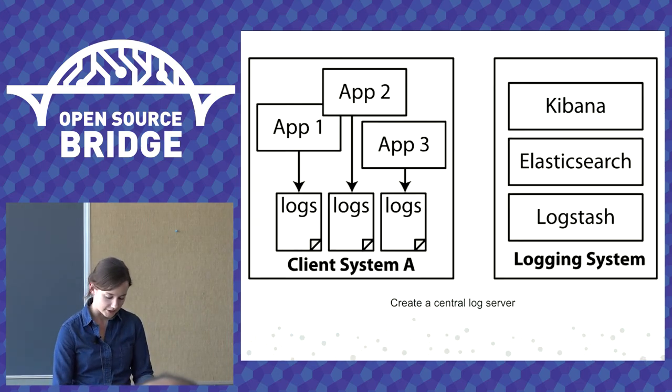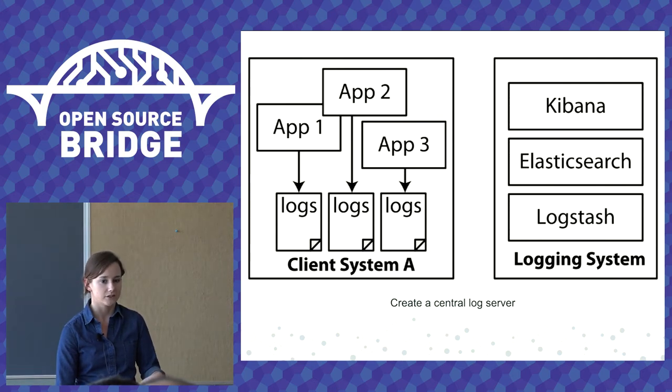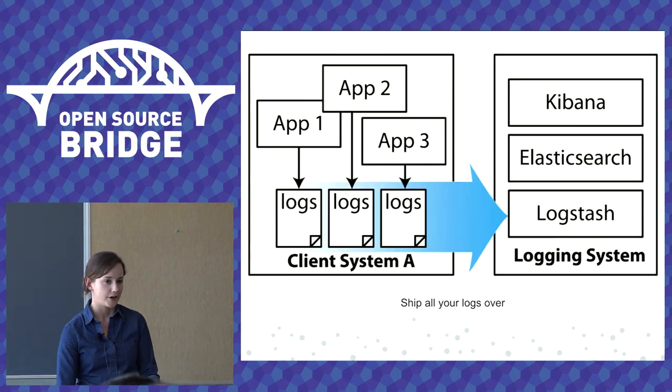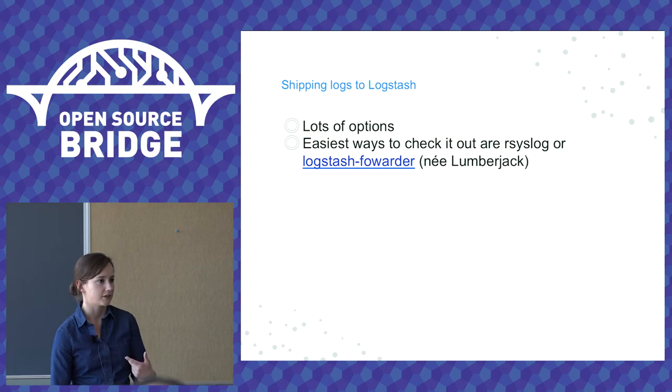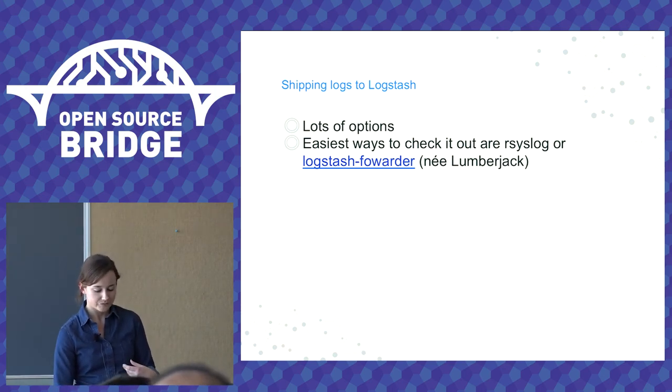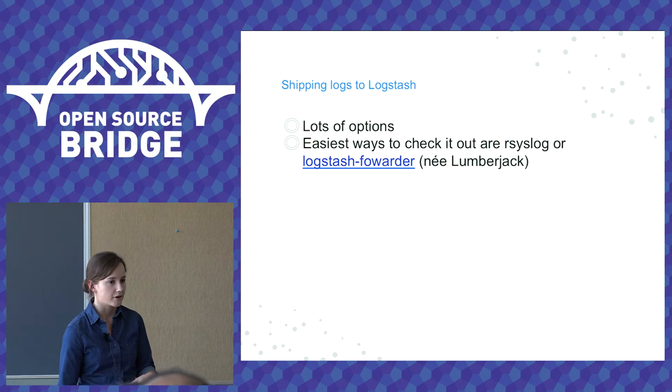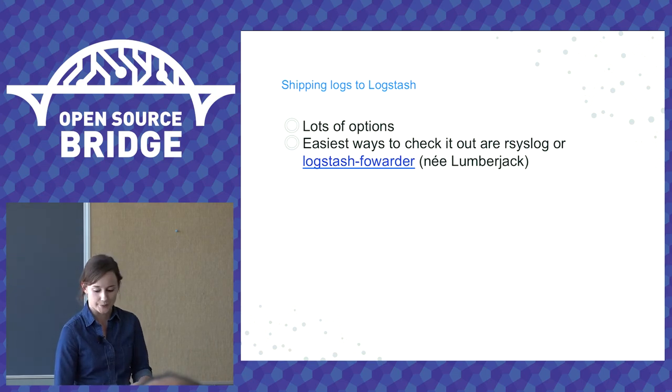So how it all fits together, quickly. If this is your setup, you've got some client machine and one centralized logging server or a cluster of centralized logging servers. Basically, you set up the client to ship the logs into Logstash, and it just propagates through there. We have a lot of options for shipping the logs from the client side. Probably the easiest ones to get started with, if you're interested in playing around, are Logstash Forwarder, which was formerly called Lumberjack and is now an official part of the Logstash project, or there's our syslog input, which makes it super easy as well.